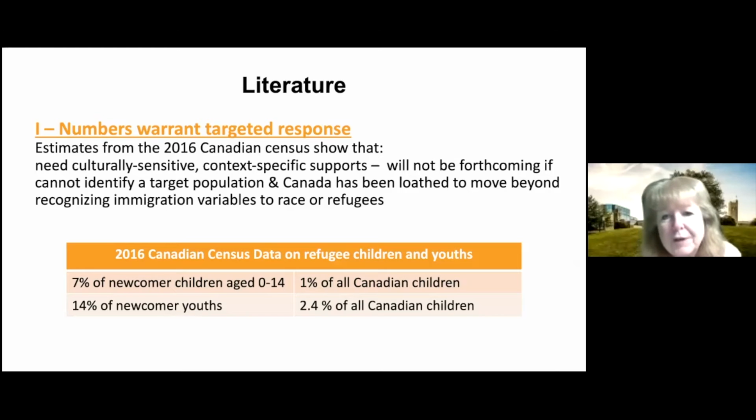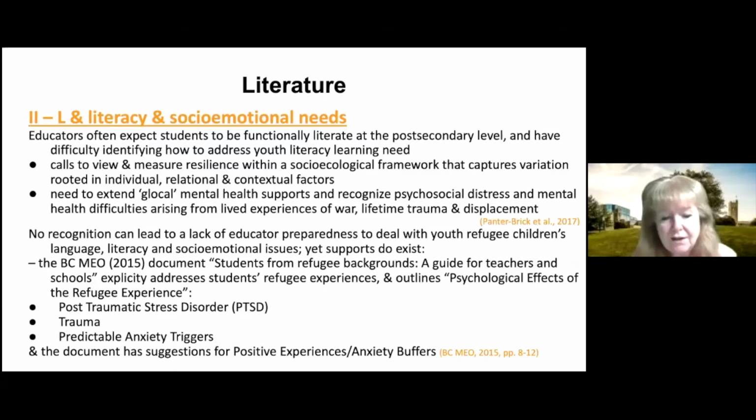And Canada has been loath to move beyond recognizing immigration variables, but not so much race or refugees, although race has come much more to the fore during the pandemic. So the second focus of the literature is on language and literacy and socio-emotional needs, and educators often expect students to be functionally literate at the post-secondary level.